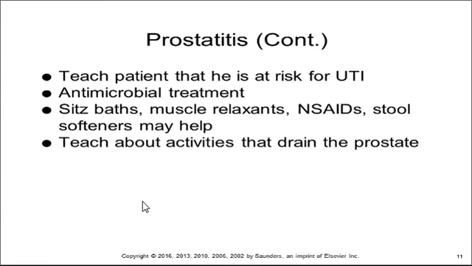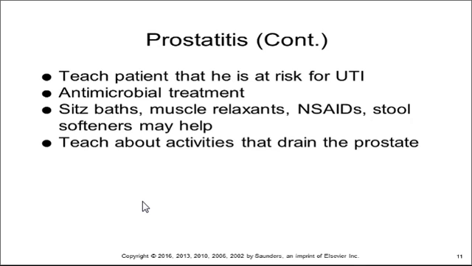You want to teach patients that they are at risk for UTIs with prostatitis. Again, treat them with antimicrobials. Bactrim and Septra are two good choices for antimicrobials. Things like sitz baths, muscle relaxants, your non-steroidals, and stool softeners all may help with the discomfort.